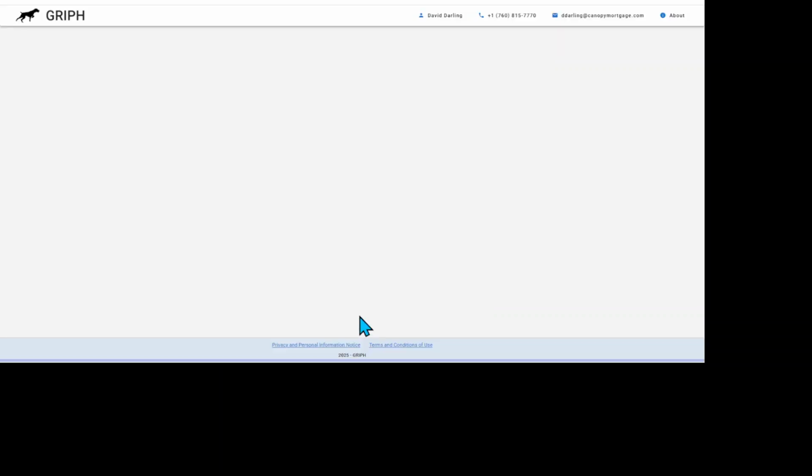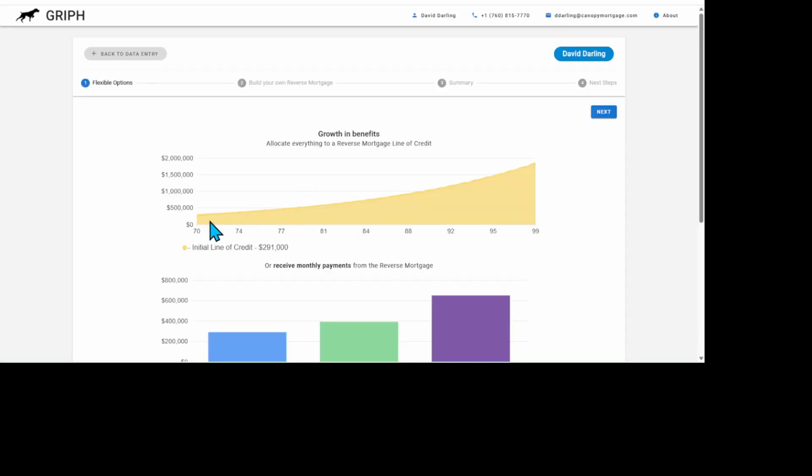So if we click here to get results, we're going to see a couple of different charts right up front. The first one is focusing on the line of credit. It starts out at $291,000, and it will grow over time. If they never touch it and decide to access it in their late 80s, they could have over $1 million available to them, regardless of what the property value is at that time.